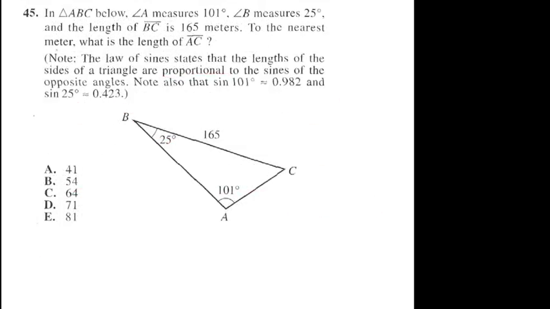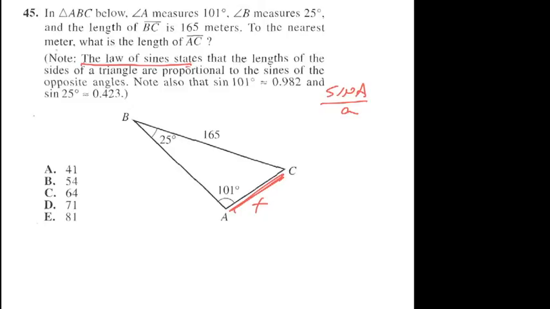45. In triangle ABC, A measures 101, B measures 25. What is the length of BC? Okay, now notice this. They want to know the length of AC. That is going to be my x. This one now covers the law of sines, but you notice they don't show that the sine of A is to A as the sine of B is to B, and so forth like that. They give it to you this way, and I wanted you to see both of them pretty close together.